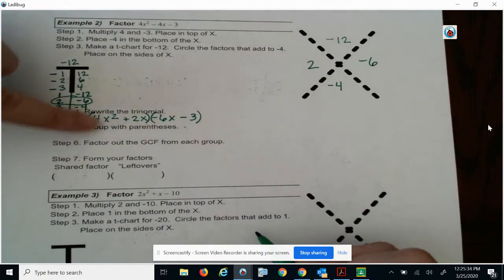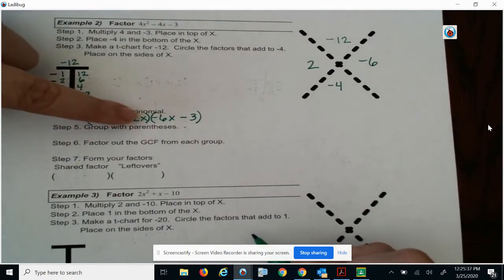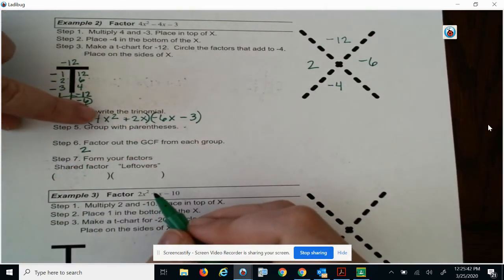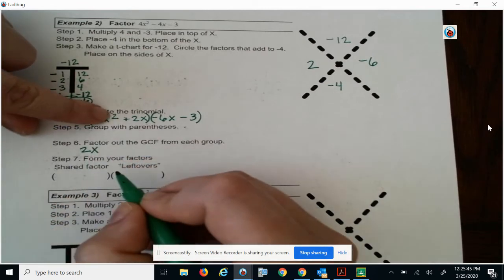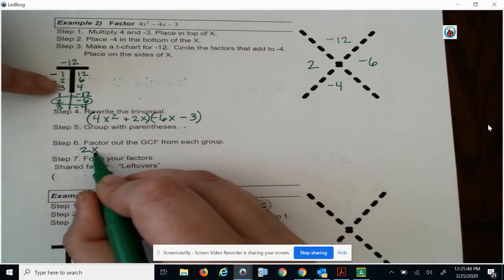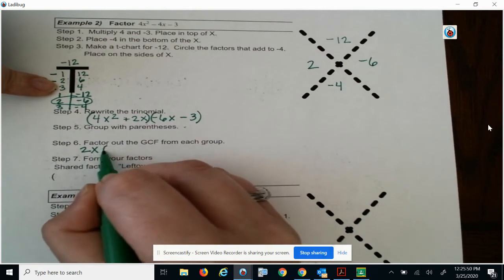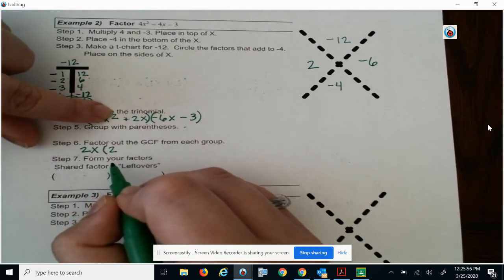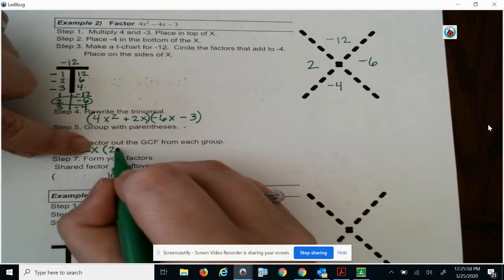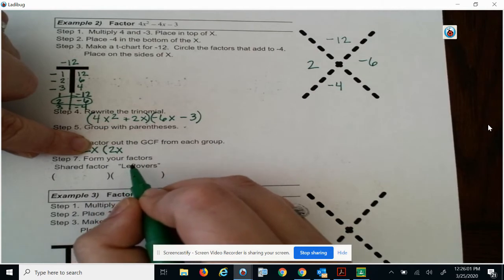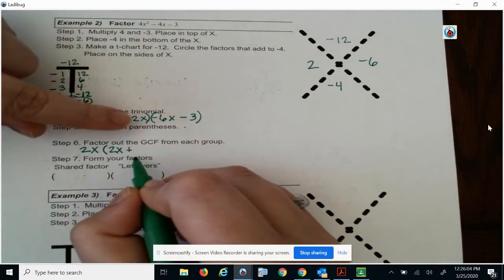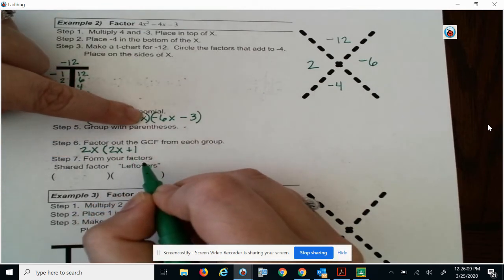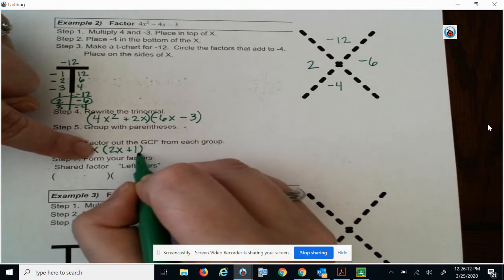Okay, now we're going to factor out the GCF from each group. So if we look at 4 and 2, they're both divisible by 2, and they both have an x. Smallest exponent is that x by itself, so it has an x. GCF is 2x. Factor it out, so 4 divided by 2 is 2. Subtract the exponents on the x. 2 minus 1 is 1, so it's just x. Plus 2 divided by 2 is 1. And then subtract the exponents on the x. 1 minus 1 is 0, so it canceled.